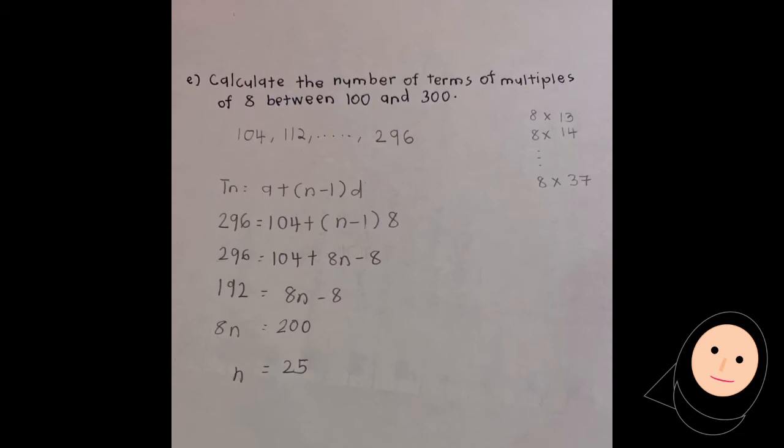So the first term is 104 and the last term is 296, because it says only between 100 and 300. And then we have to use the formula, substitute all the information that we already found, and then we will get the number of terms, which is 35.